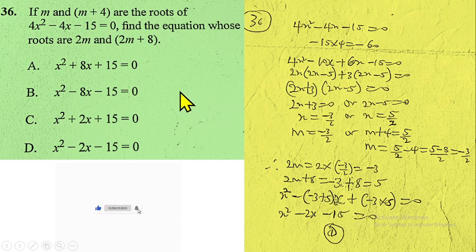So that means the quadratic equation whose roots are 2m and 2m plus 8, when you know your m to be minus 3 over 2, is s squared minus 2s minus 15 equals 0. Option D is the correct option for question number 36.